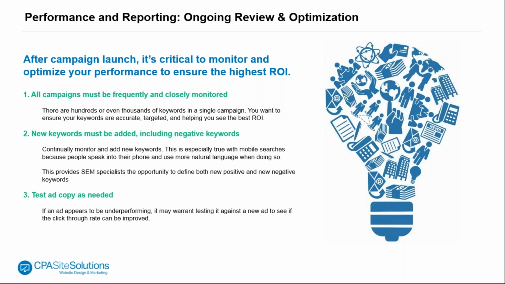So just some of the things that you should be aware of when you're running your own campaign: all campaigns must be frequently and closely monitored. Also, new keywords must be added, and you should consider testing ad copy. AdWords will allow you to A/B test, meaning that you can run two ads with only one slight adjustment to a test ad, so that you can judge performance based on that small change. If an ad seems to be underperforming, that's when you would want to start testing your ads to make them more effective.